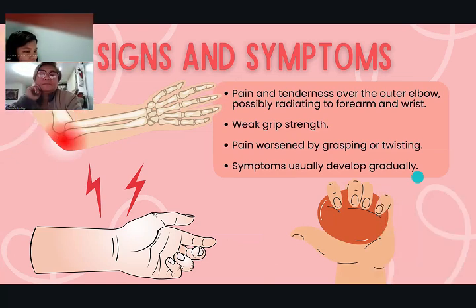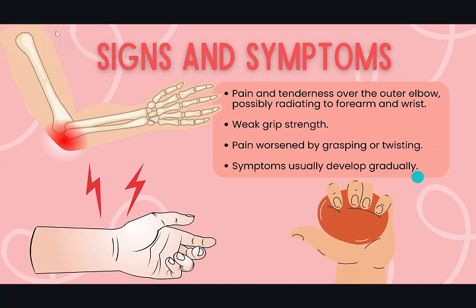Signs and symptoms. So you have pain and tenderness over the outer elbow, possibly radiating to forearm and wrist. So nafe-feel nyo rin bang parang nagsispread sa forearm tsaka sa wrist? Or doon lang sa outer elbow? Oo, talaga doon sa area na lateral epicondyle masakit. Pero nanghihina yung dito mo, nangangalay. Yung mga ganito, mga arms.